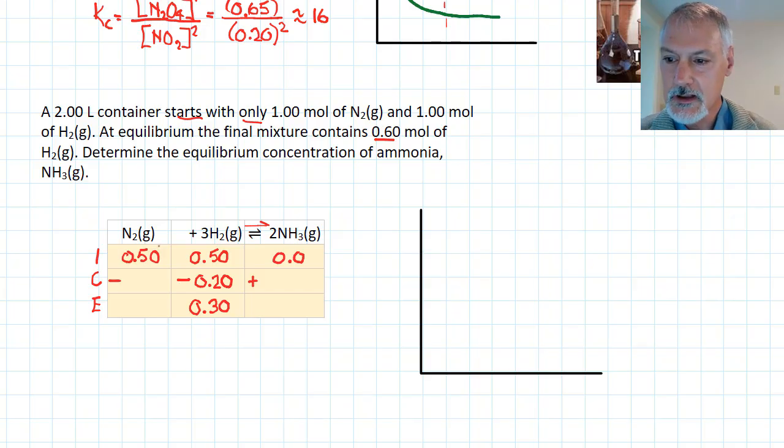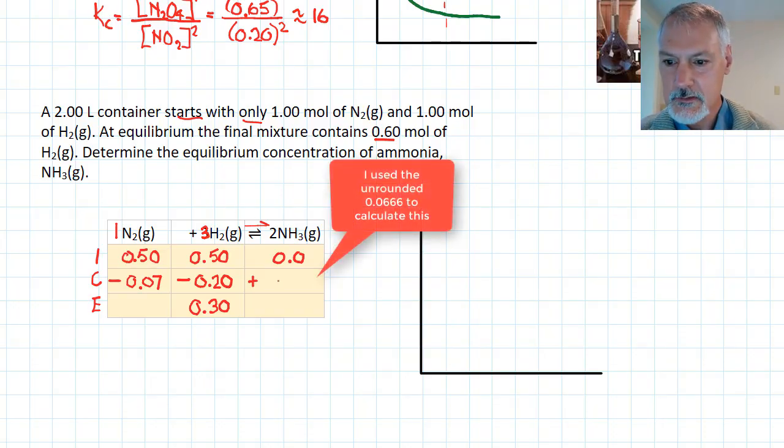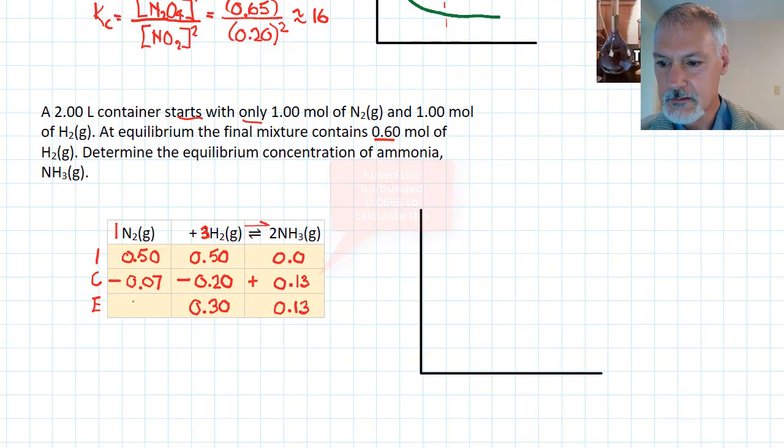Now this ratio, I have to have a 1 to 3 ratio between these two species, so I'm going to divide this by 3, and it's approximately 0.07. And the ratio between this one and this one is 1 to 2, so the change here would be about 0.13. So this goes up to 0.13. This one goes down to 0.43.